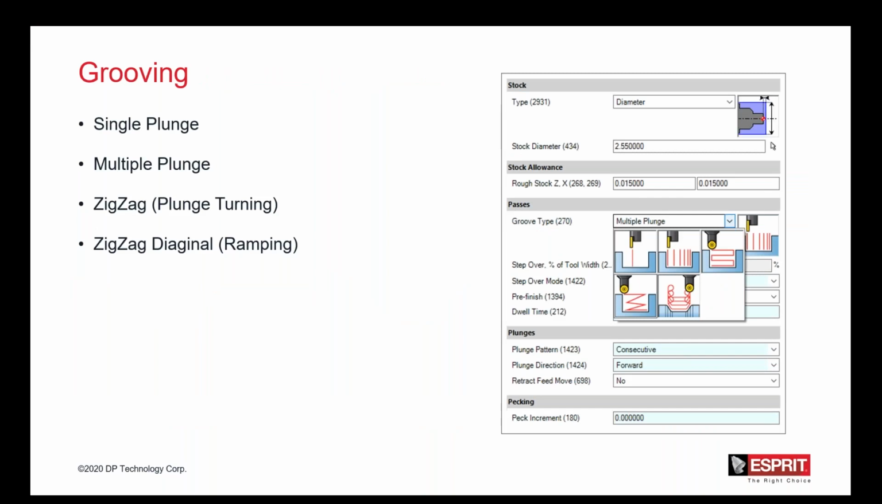All right, next I'm going to talk about some of the grooving strategies within ESPRIT. So we have single plunge, multiple plunge, zigzag plunge, turning, zigzag diagonal, which is like a ramping strategy. And then after that, you have your Profit Turning under the grooving strategy. These are all methods that Sandvik will go more into detail on from a tooling perspective in their presentation. Sandvik will discuss the most optimal programming methods for these cycles with your tooling considerations. Right now, I'm just going to cover the parameters available in ESPRIT for these strategies.